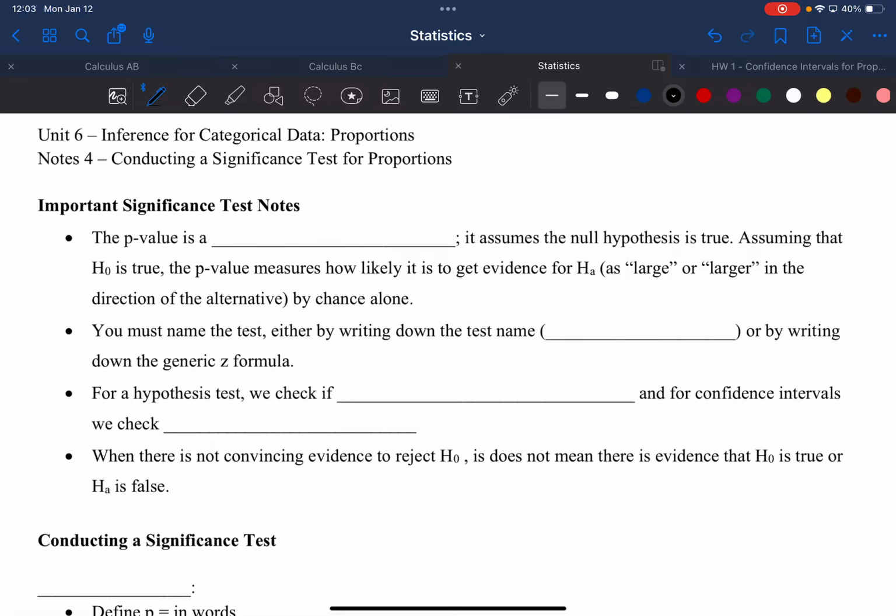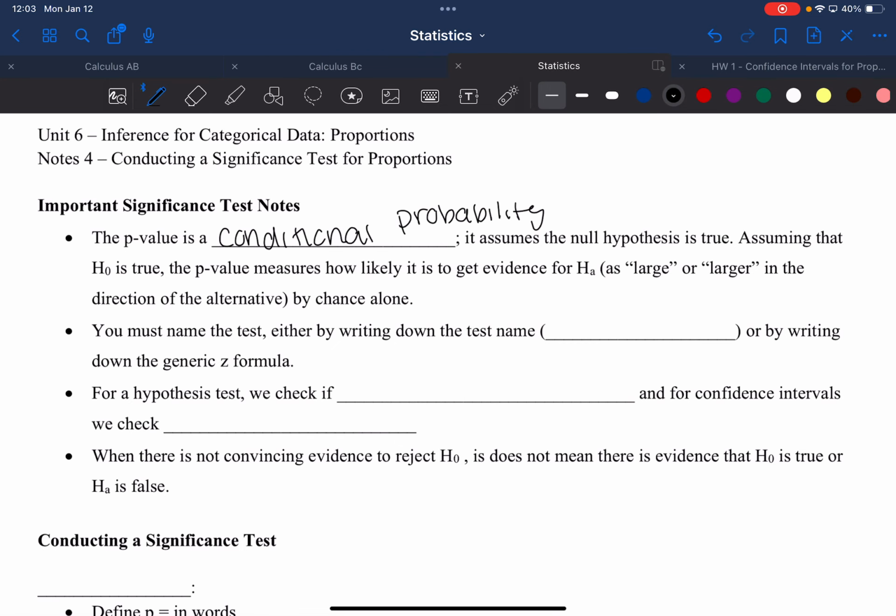So the p-value is the conditional probability. It assumes the null hypothesis is true. Assuming H naught is true, the p-value measures how likely it is to get evidence for the alternative hypothesis as large or larger in the direction of the alternative by chance alone. Okay. You must name the test by writing down the test name.